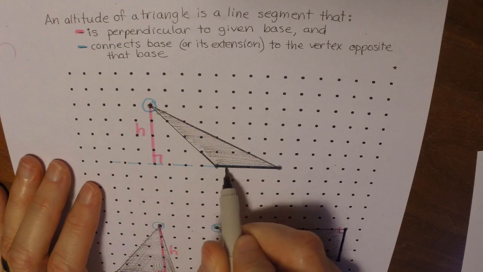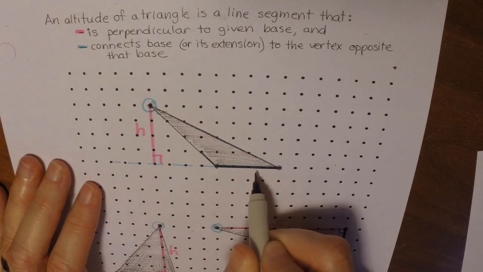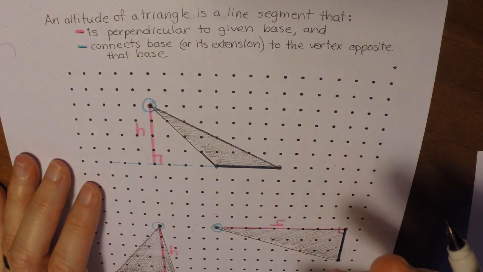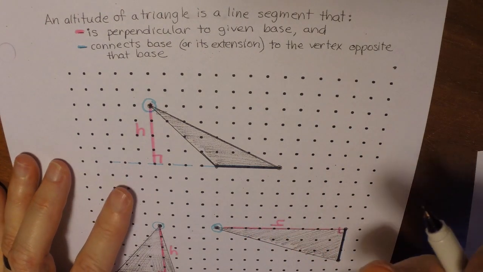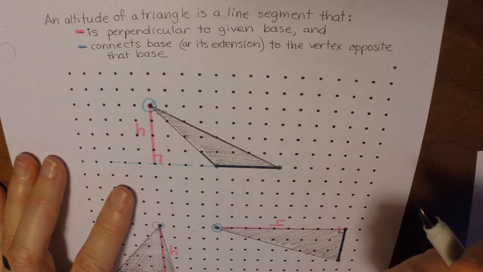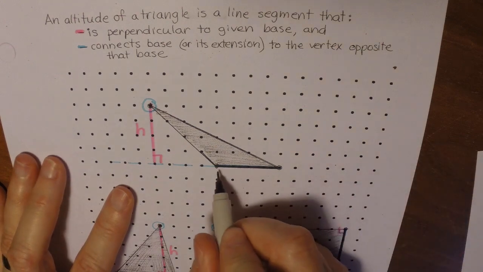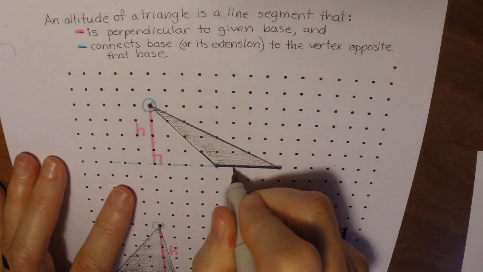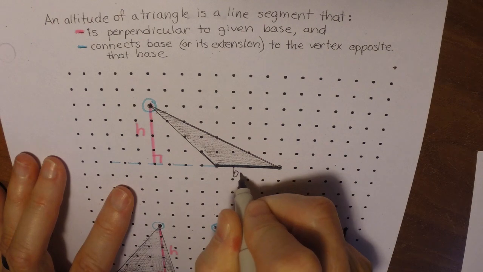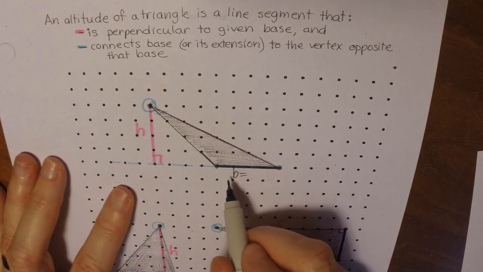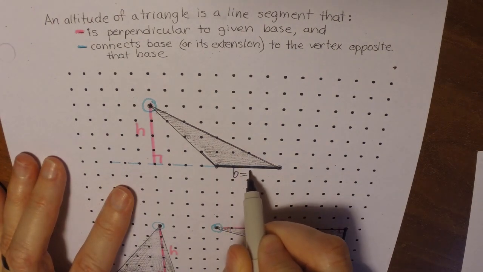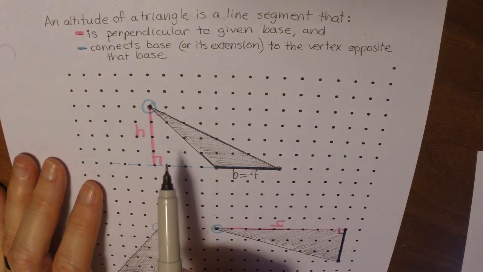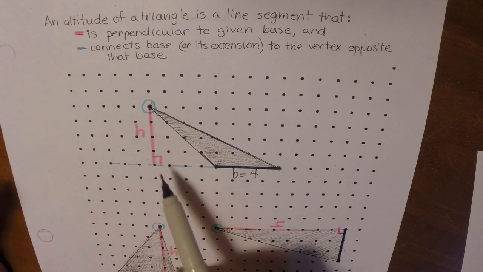Notice on this one I have a dark bolded base. That is the base that we're going to be interested in coming up with an altitude for, and then measuring that altitude to get our H. And so this base here, I'll label B. And from our dots we can tell that its length is 1, 2, 3, 4 intervals, so 4. And then we'll need the length of H to compute this.